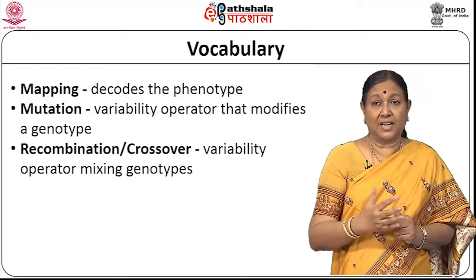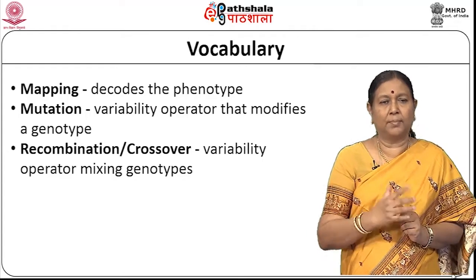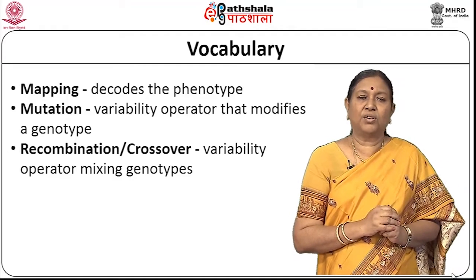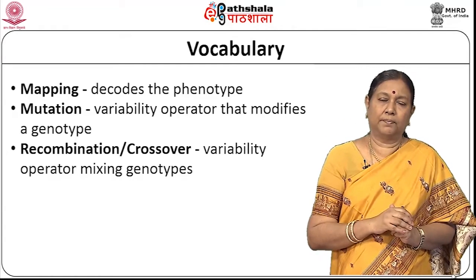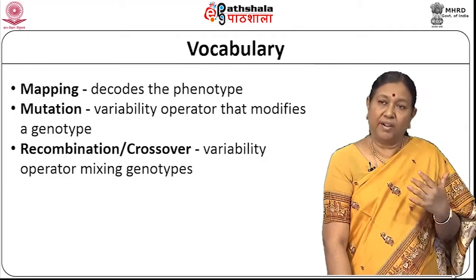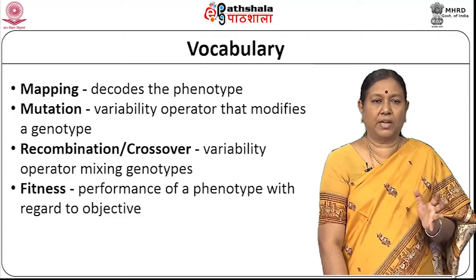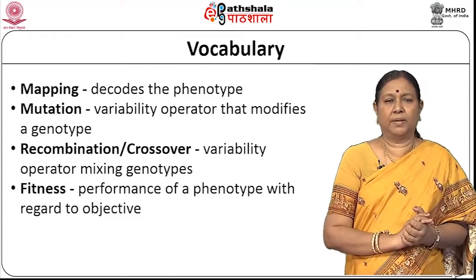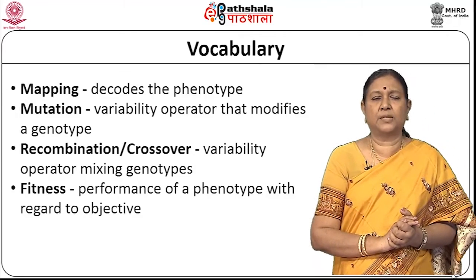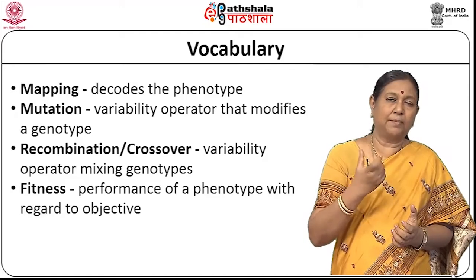And if you have studied mutation, crossover and all that in your biology, you will remember what this means. The recombination or crossover is a variability operator mixing genotypes. Mutation modifies a genotype, crossover or recombination mixes genotypes, and fitness is the performance of a phenotype with respect to an objective. So, everything is decided by fitness.